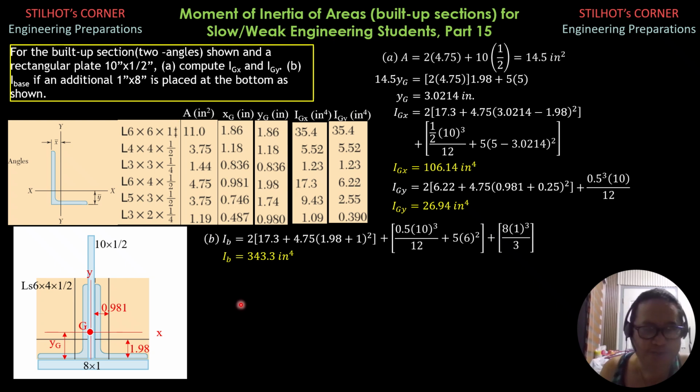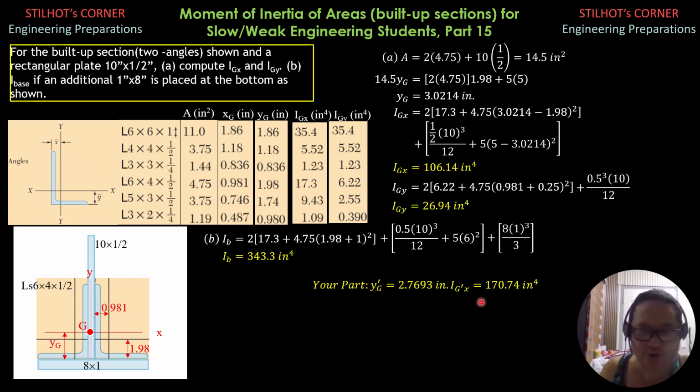So for your part, I want you to show that with the base as reference here, the new centroidal location YG prime with respect to the base is 2.7693 inches. This is your part. And calculate the new centroidal moment of inertia with respect to the new centroidal axis, including this 8 by 1.